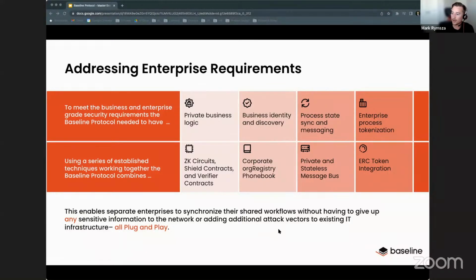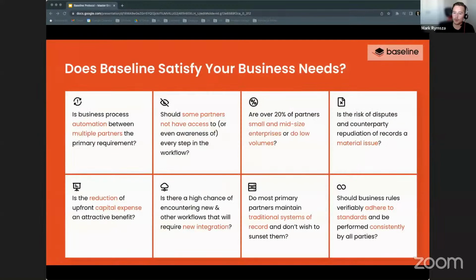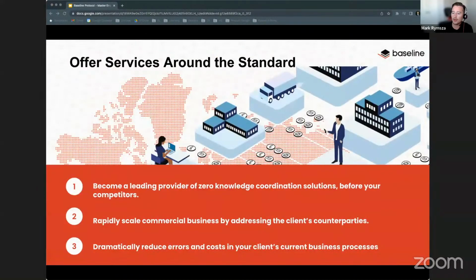We're getting close, so I'll start breezing through some more of this. This goes through some of the needs that your business may have. If any of these are needs that you have, and the Baseline protocol satisfies those, maybe take a closer look.